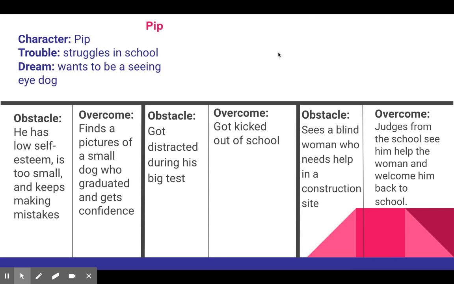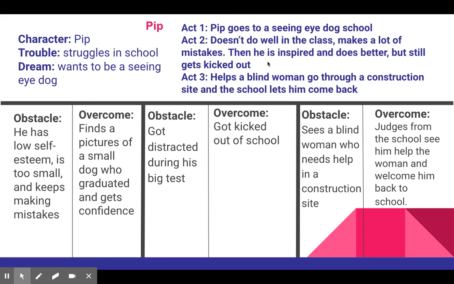So you'll notice Act 1, Act 2, Act 3 is gone. We have Act 1 and 2 done. Now we're going to put 3 in. So in Act 3, the climax of the whole video and the resolution, the falling action, all that is that he helps a blind woman go through a construction site and the school lets him come back.